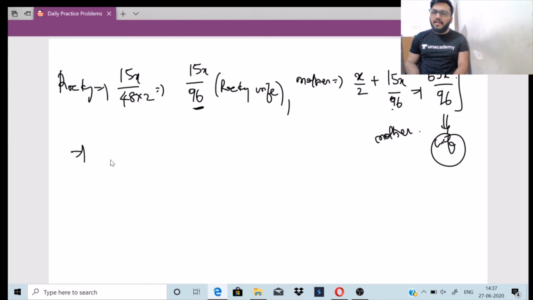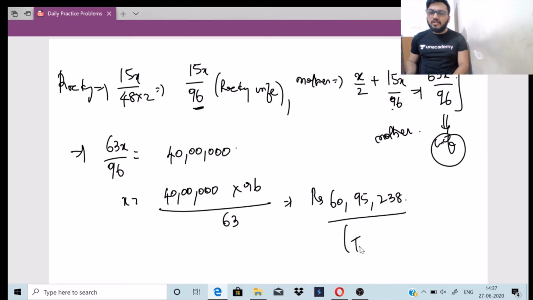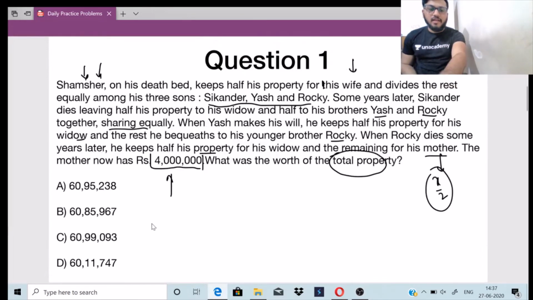So we already know how much the mother is having. She is having a total of 40 lakhs. 63x by 96 is equal to 40 lakhs, right? So x will be equal to 40 lakh into 96 divided by 63, which is nothing but rupees 60,95,238. So this was the total property. If you go back, it is option A. This is the total property option here.